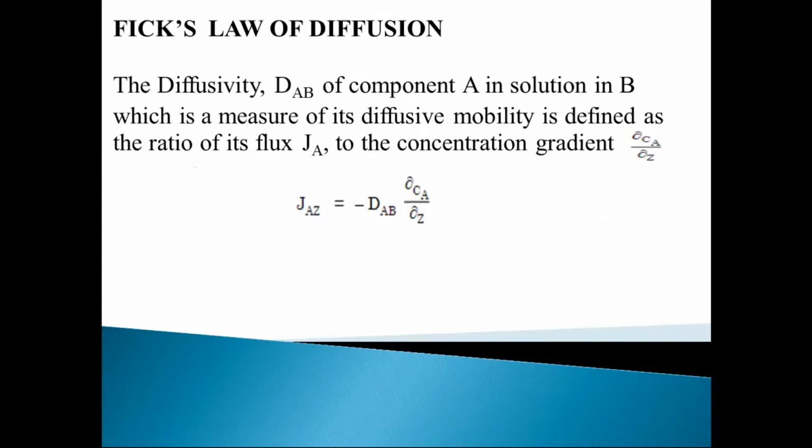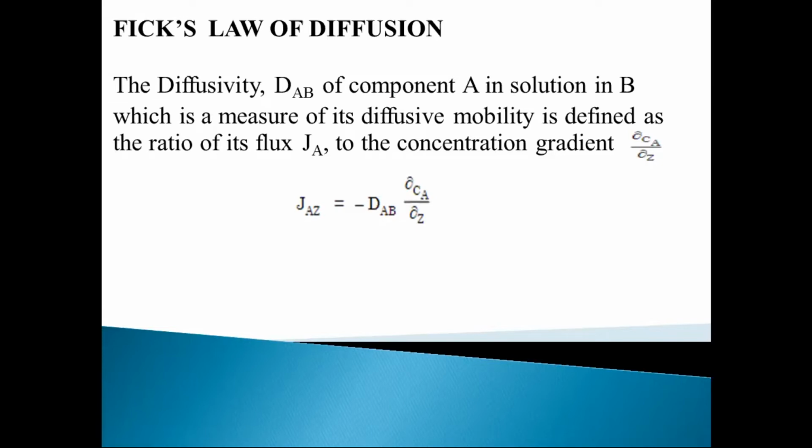It is defined through the diffusivity, that is DAB, meaning component A in solution B. There can also be DBA, in the opposite direction. DBA means B with respect to A, and DAB means A with respect to B, that is, component A in the solution of A and B. DBA is also component B in the solution of A and B, but with respect to A. Okay, so how to define this?